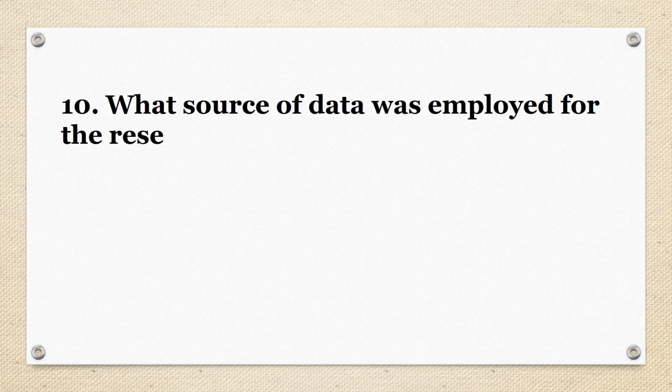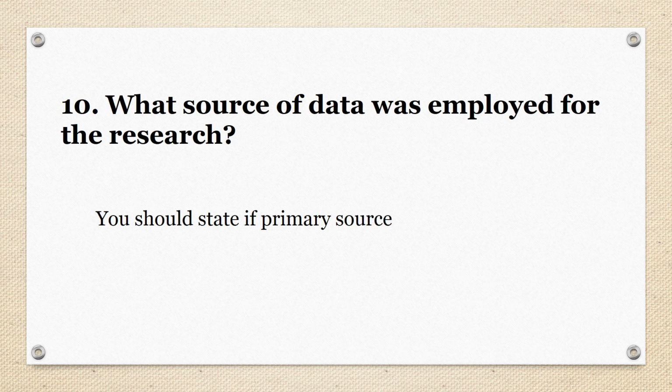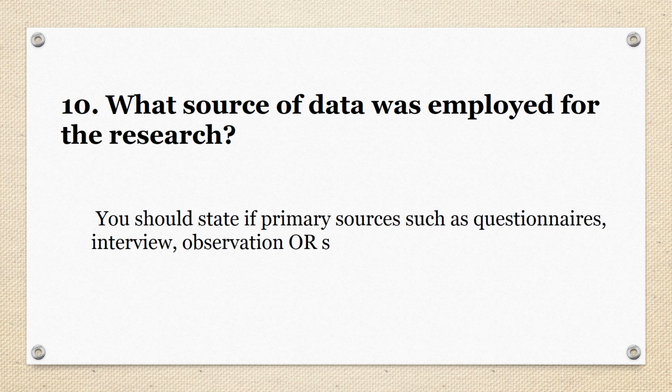Question number 10. What source of data was employed for the research? That is, what type of data was being used? Either it was primary data or secondary data. The possible answer could be, if primary sources such as questionnaires, interviews, or observations were used, or secondary sources like books, journals, or newspapers were used. You simply have to answer the nature and the type of the data.